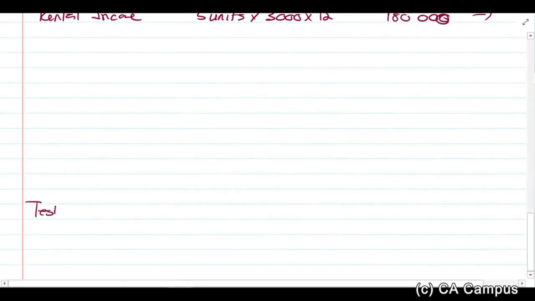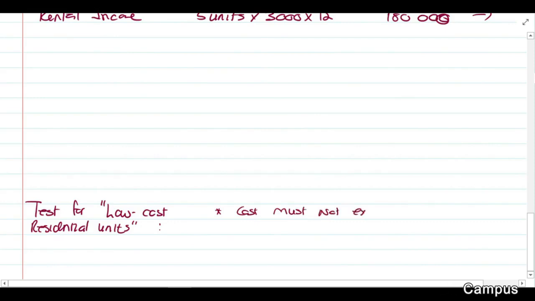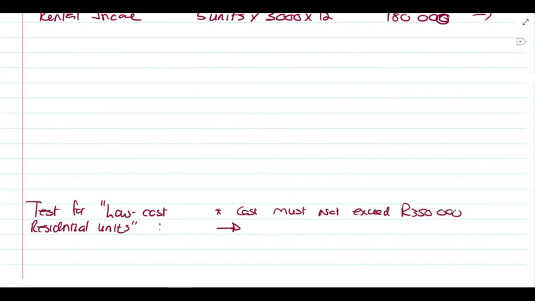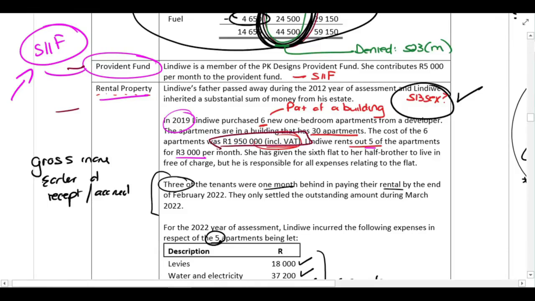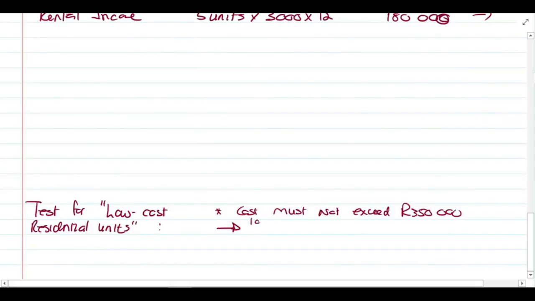Now remember, the one thing that we have to consider is whether or not this is a low cost residential unit. So we do a little test for that. You have to show the examiners your thinking. This is defined in section 1. How do we know what it is? The cost must not exceed 350,000 rands. So what is the cost in our case now? They told us that it's 1,950,000 for 6 units. So what is the cost per unit? 325,000. So that's less than our 350,000.